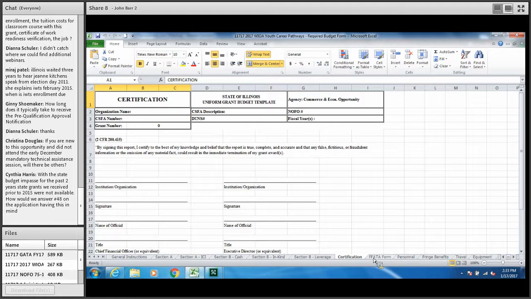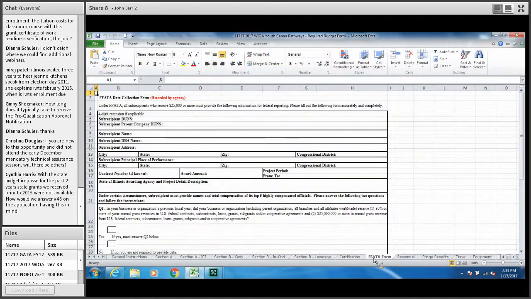The FFATA form, that stands for, what is it, Chuck? The Federal Funds Accountability and Transparency Act. Is that right? The GATA Grantee Accountability and Transparency Act. But I mean the FFATA, Federal Funds Accountability. Right. So that's a separate federal law. It's a separate tab here.